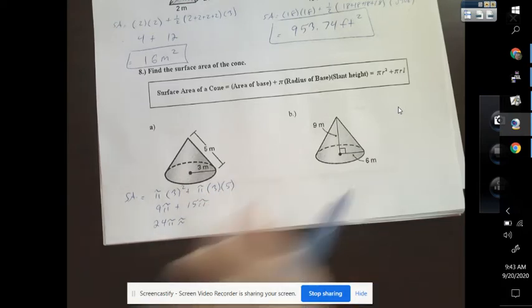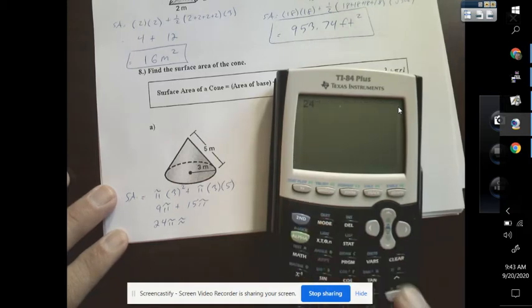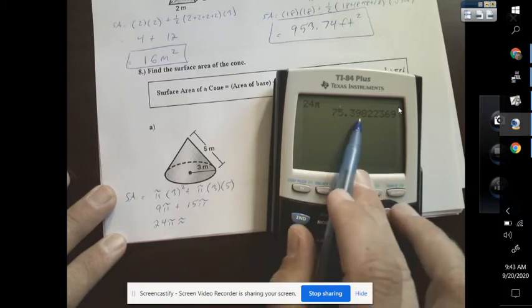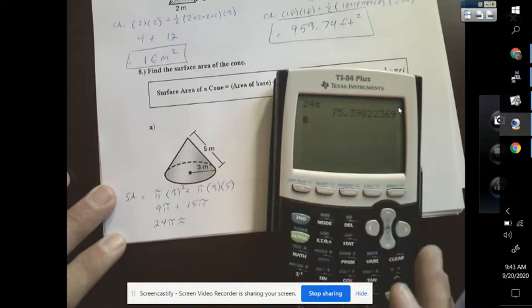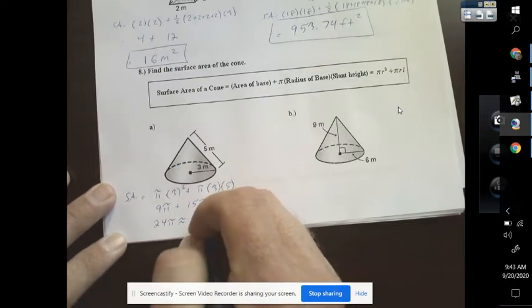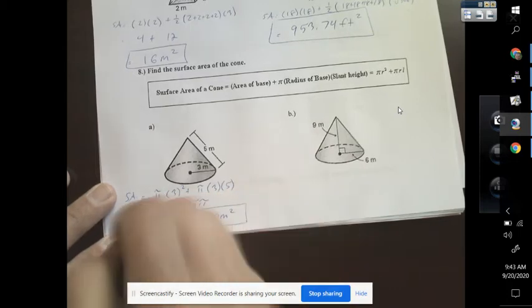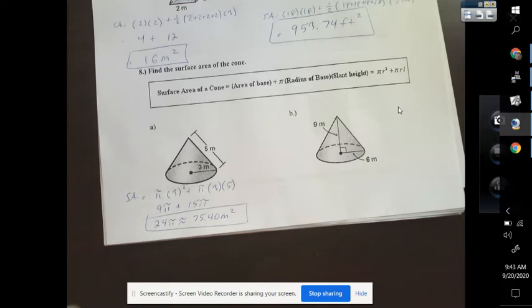But again, remember, I'd like you to give me both answers. 24 pi, and 75.398. Notice how there's an 8 back here, which means I round up, bumping it to 75.40 meters squared. Okay, cool.